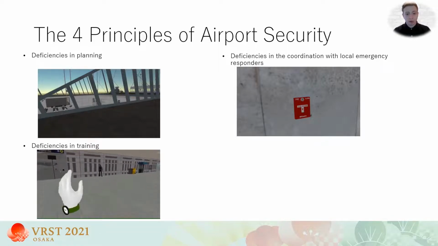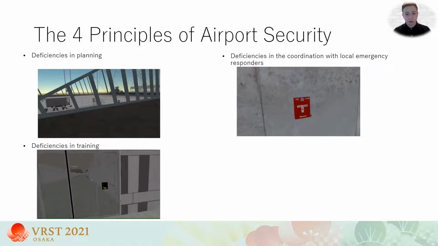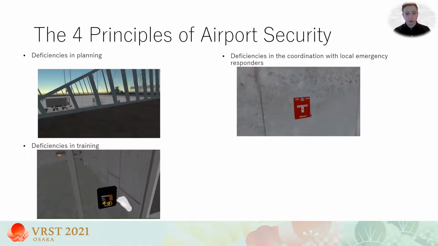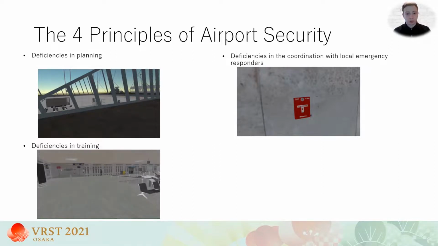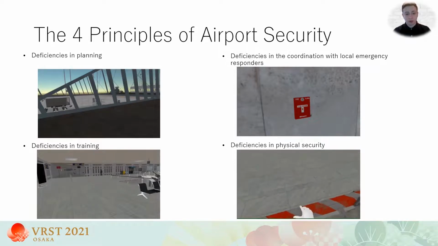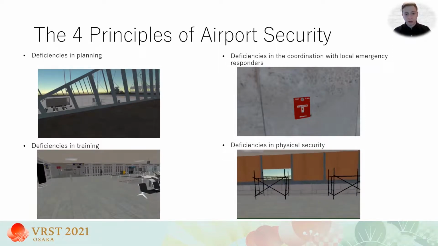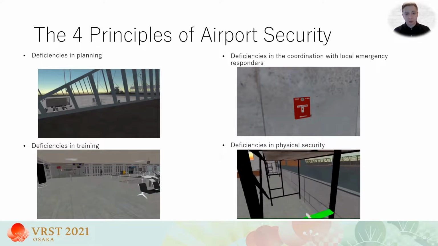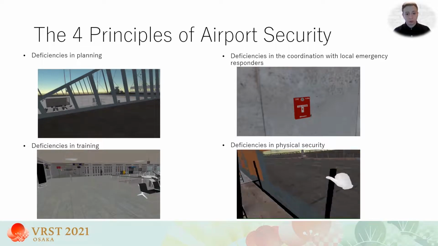Deficiencies in training, which are scenarios where the security personnel, such as guards, should have been able to identify a threat but failed to do so. And deficiencies in physical security. These are scenarios where the security devices, such as cameras or gates, would have been beneficial to have but are lacking.